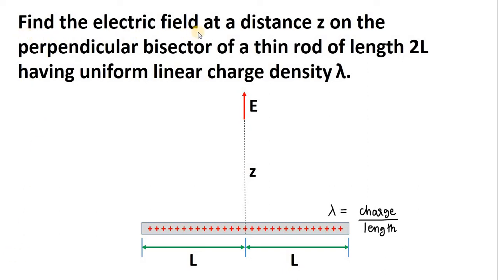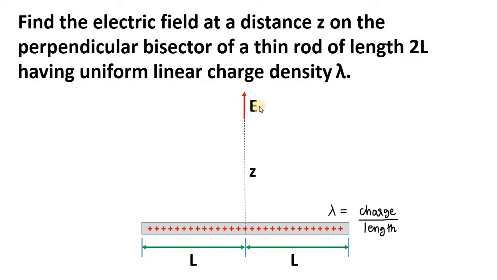Find the electric field at a distance z on the perpendicular bisector of a thin rod of length 2L having uniform linear charge density lambda. So we have a thin rod whose length is 2L, and from the center of the rod, if you draw a perpendicular line, then at a distance z from the center of the rod, what is the value of the electric field?